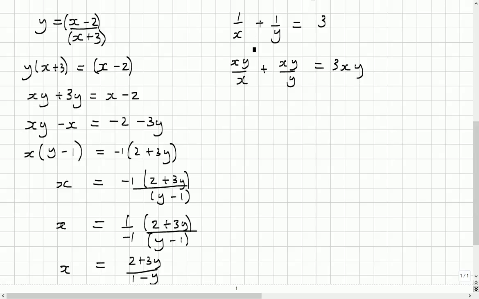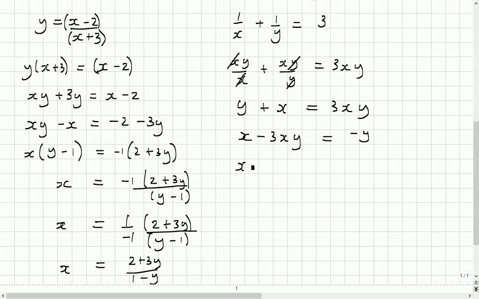So I've multiplied every term by xy, and then if we cancel things where we can, the x's cancel there, the y's cancel here, so really we're left with y plus x equals 3xy. We're still trying to make x the subject of this formula. Okay, so collect up the x's on the same side. Let's put them over here. So we've got x, and we've got minus 3xy equals minus y on that side.